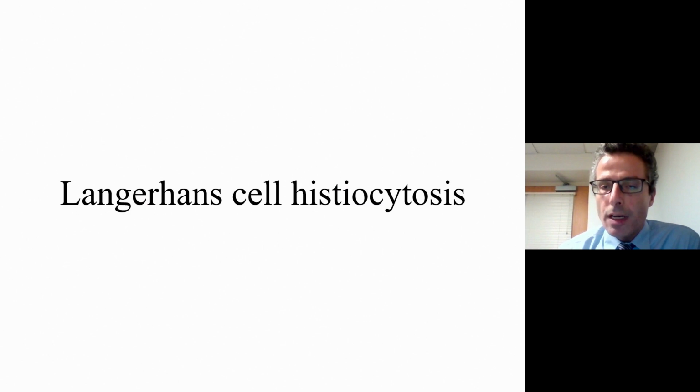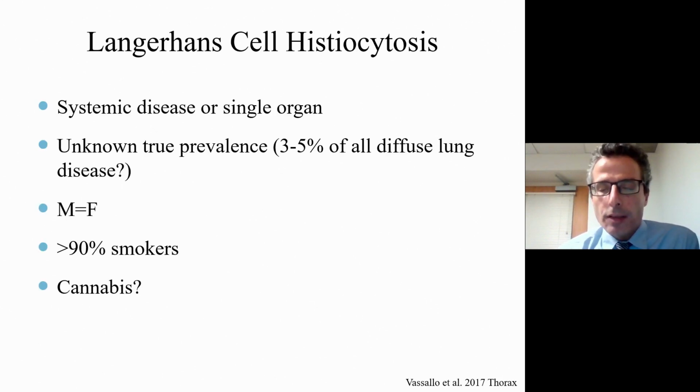So moving on, I'm going to talk about Langerhans cell histiocytosis, which you are probably more likely to have seen than LAM. It could be a systemic disease or a single organ disease. We don't really know the exact true prevalence of LCH in the general population. It is possible that it is as high as 3 to 5% of all diffuse lung diseases.